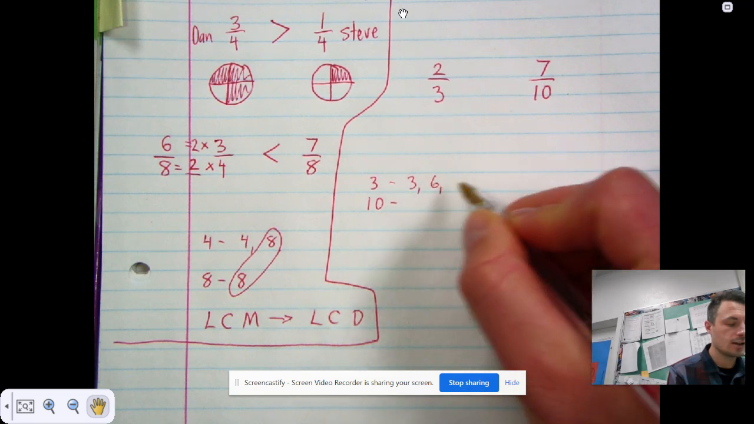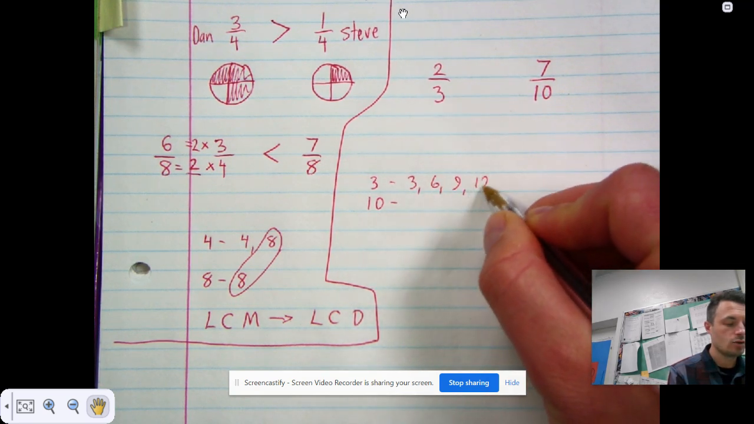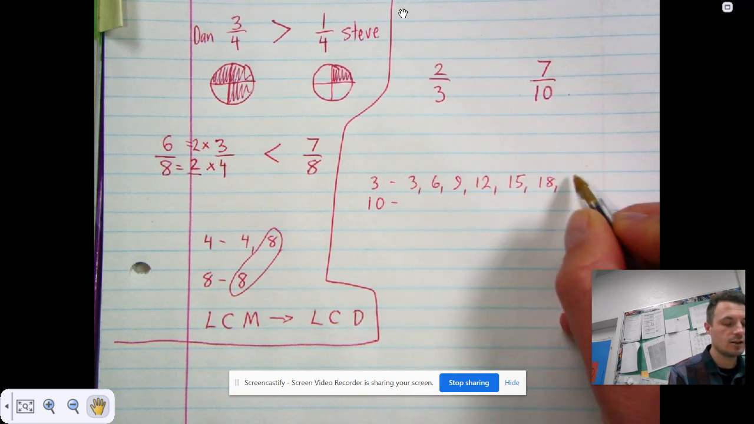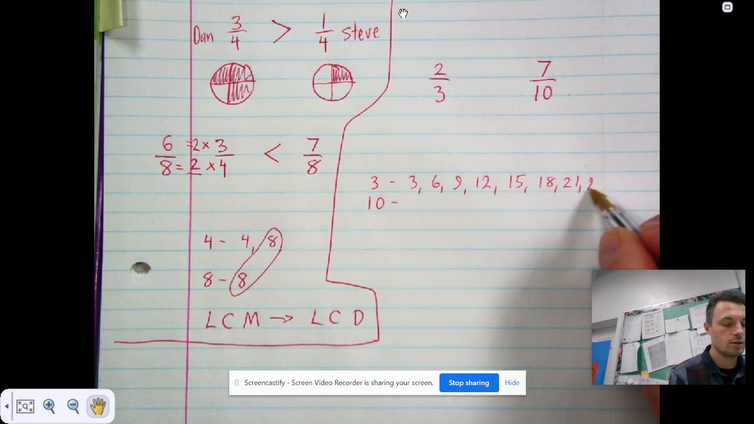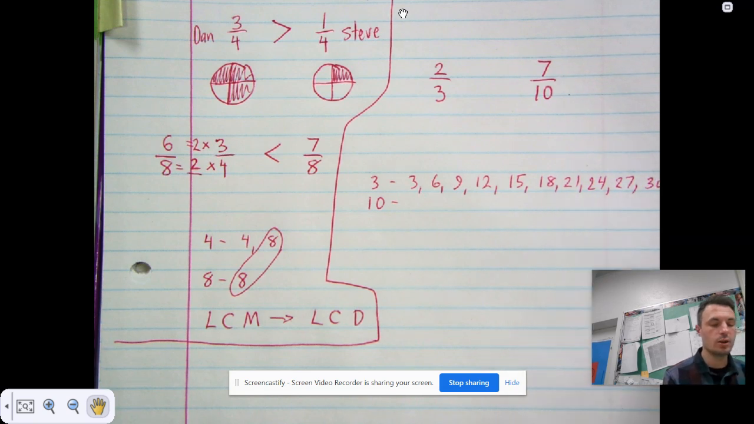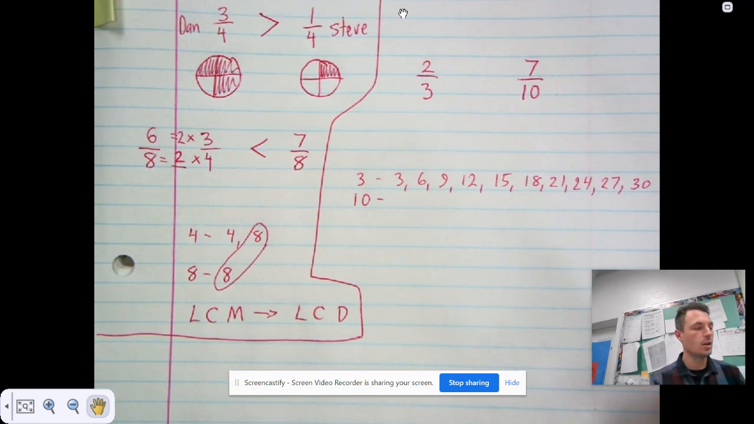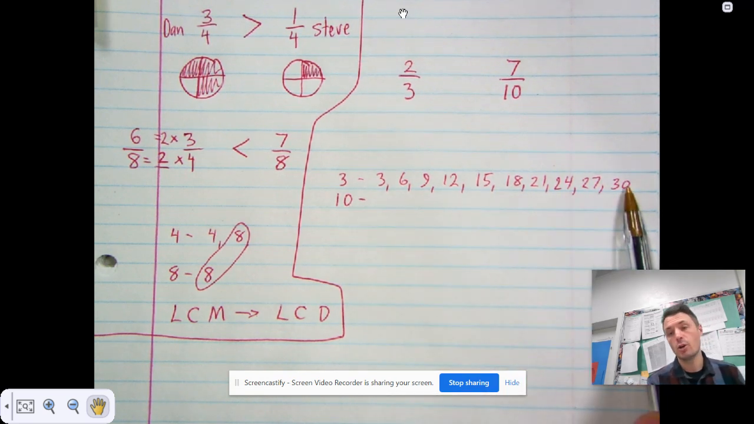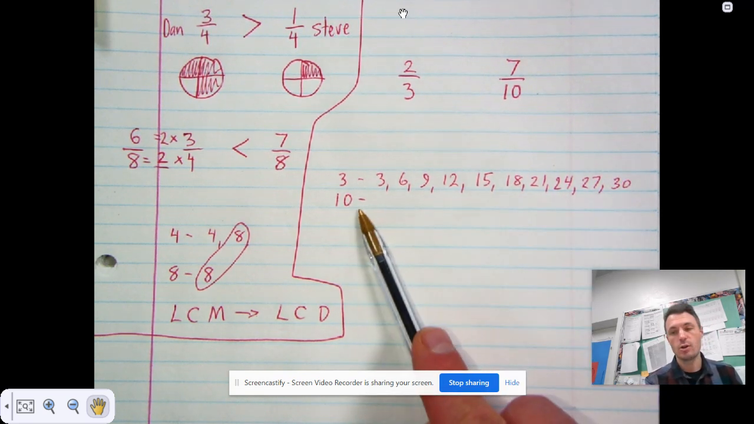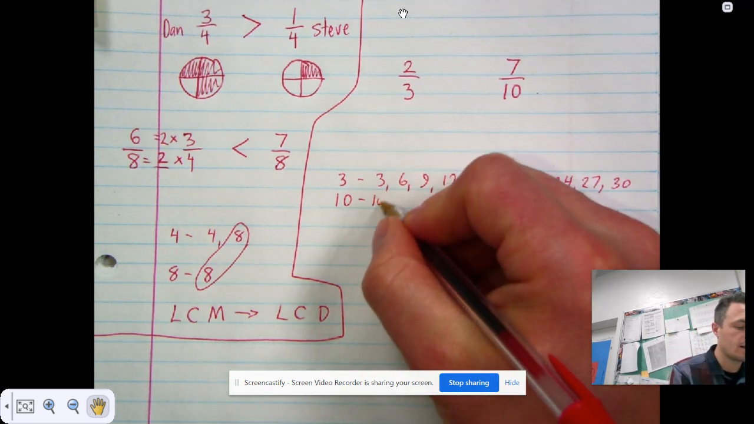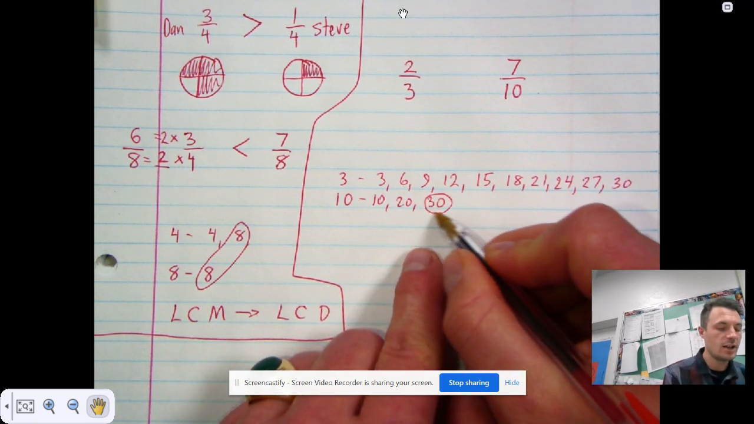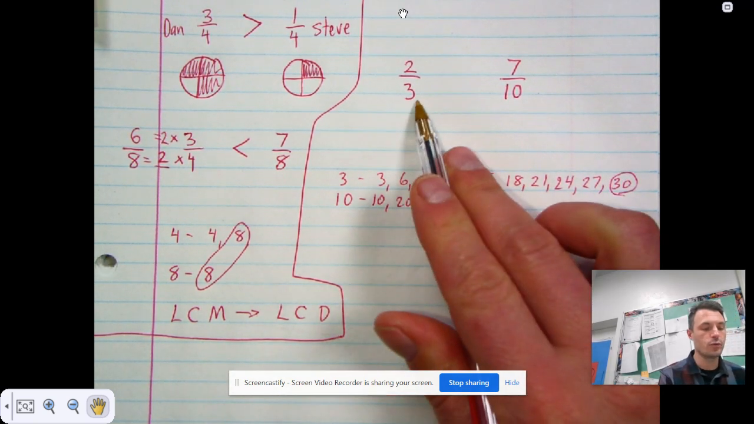3, 6, 9, 12, 15, 18, 21, 24, 27, 30. We know we're not going to have to go higher than 30 because we know 30 is going to be a multiple of 10 because it ends in a 0, and all numbers that end in 0 are multiples of 10. So now we count by 10s, 10, 20, 30, and we've just found the LCM, the least common multiple for 3 and 10.